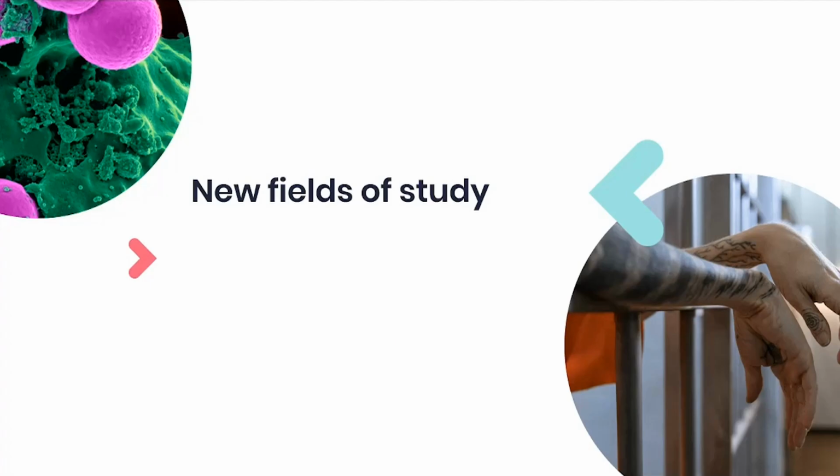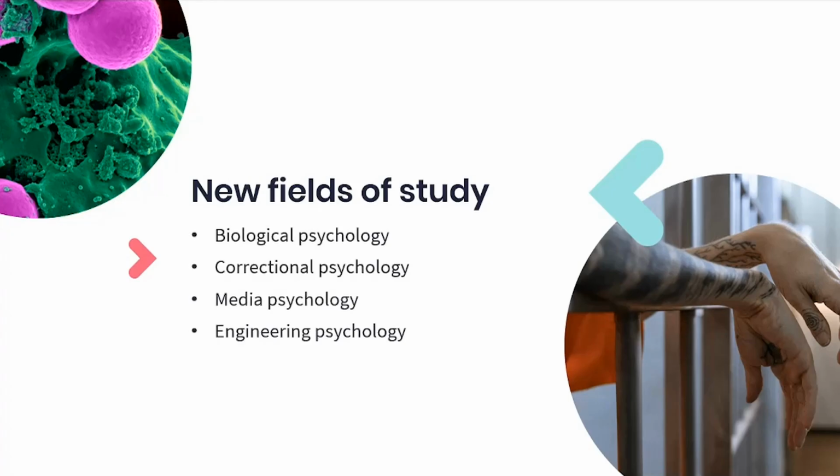In the past few years, however, the field is still evolving. Lately, many new postgraduate degrees of study have been released. Examples of new psychological fields of study include biological psychology, correctional psychology, media psychology, and engineering psychology.